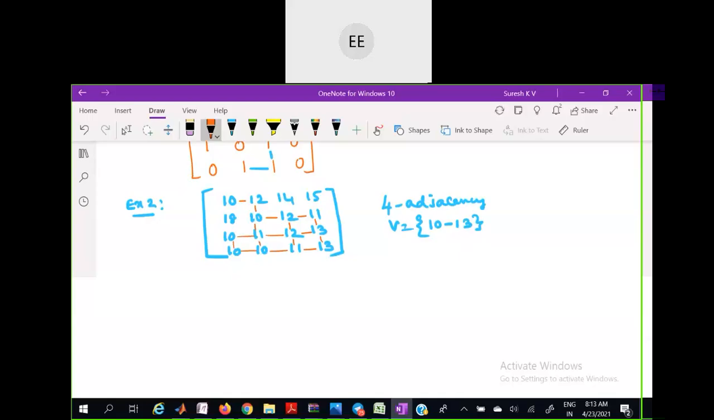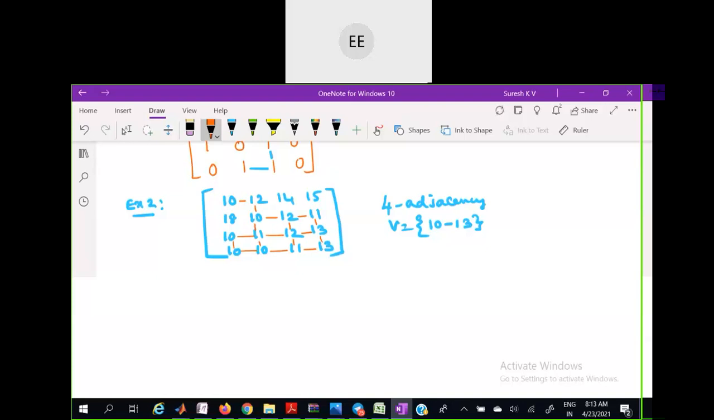Any other connections? I think I have covered all of them. So this is one way. They will give you an image, they will give you V, and they'll say show all the 4 connected pixels, or 4 adjacent pixels.